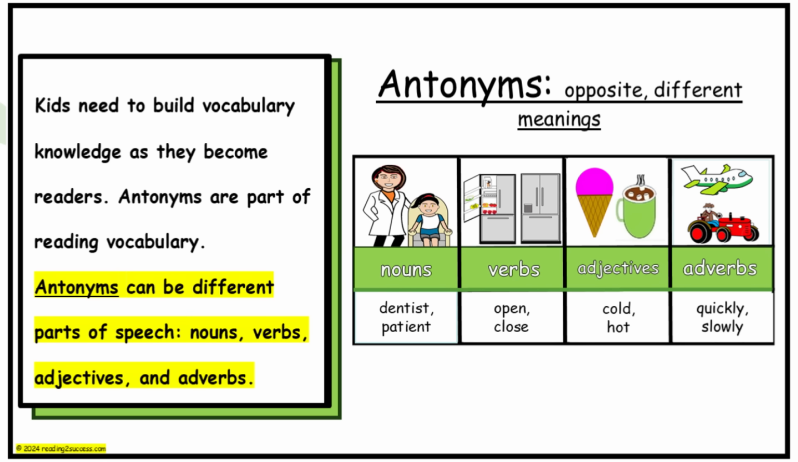When kids are ready, move on to section 2, antonyms. They are part of vocabulary development. Antonyms are words that have opposite, different meanings. They can be nouns, as in the example dentist and patient, verbs, as in opened and closed, adjectives, as in cold and hot, and adverbs, as in quickly and slowly.